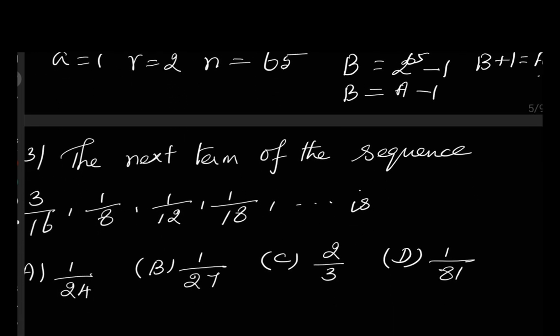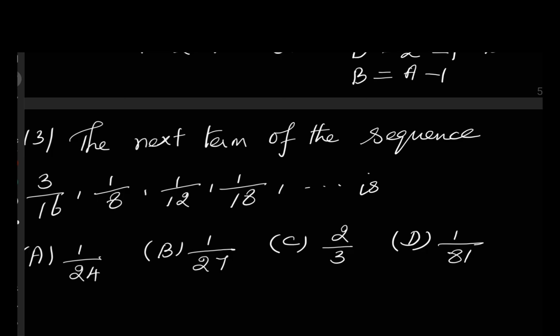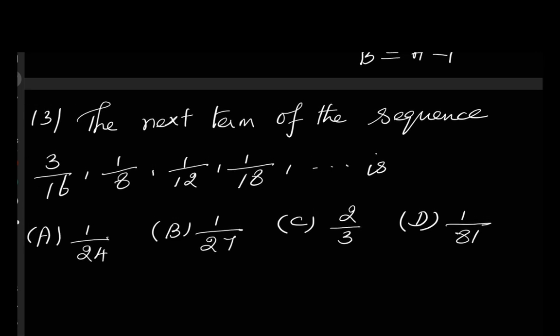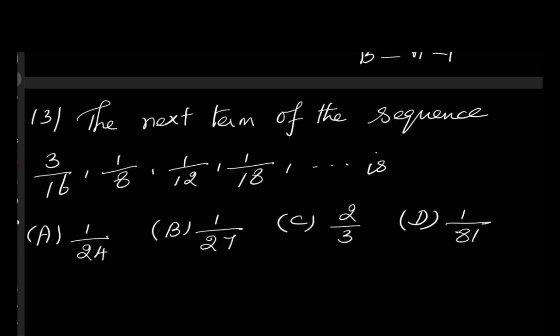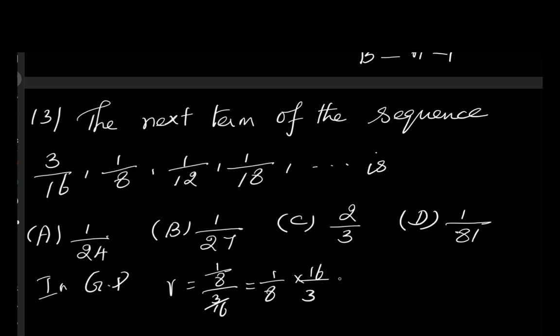See the next question. The next term of the sequence 3 by 16, 1 by 8, 1 by 12, 1 by 18, and so on. You have to find the next term. When you look at the sequence, it is a GP. In a GP, find the common ratio first. A is 3 by 16. The common ratio is the second term by the first term, so 1 by 8 into 16 by 3. 8 into 2 times is 16, so we get 2 by 3.